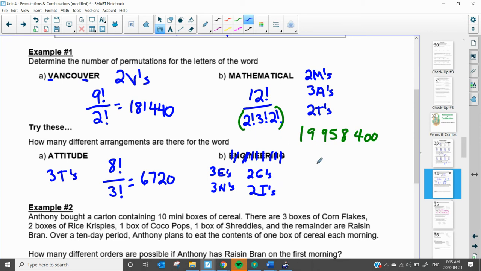So if we count up the letters in engineering, we've got 11 factorial. And our repeats are 3 E's, 3 N's, 2 G's, and 2 I's. So we've got 11 factorial divided by 3 factorial, 3 factorial, 2 factorial, 2 factorial. Again, if you're putting them in your calculator, that bottom set of numbers has to be in brackets. But if we put this in our calculator, we're going to get 277,200.